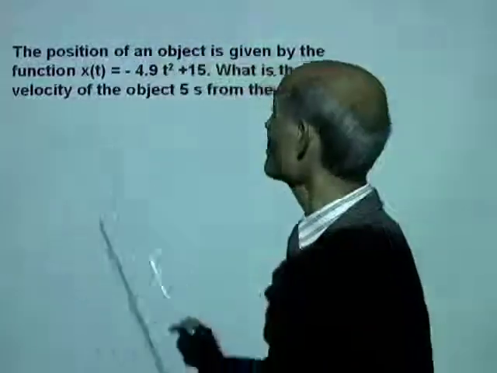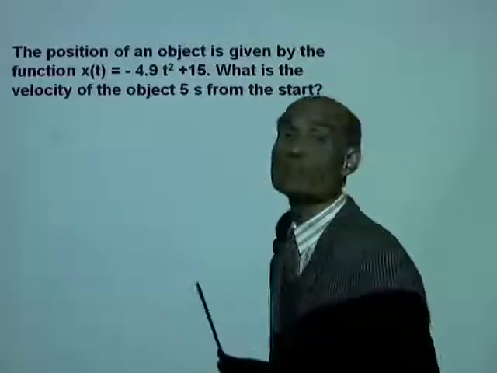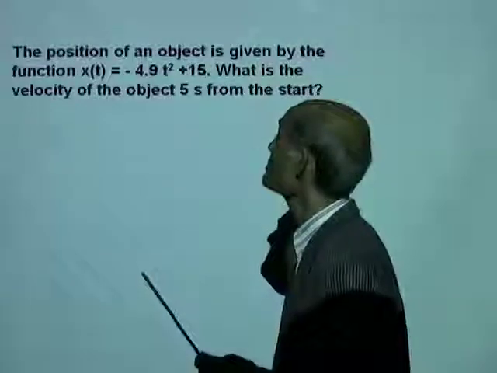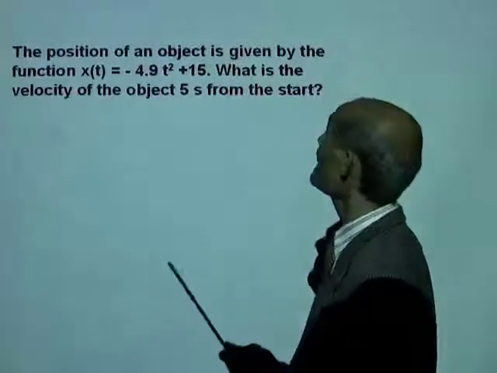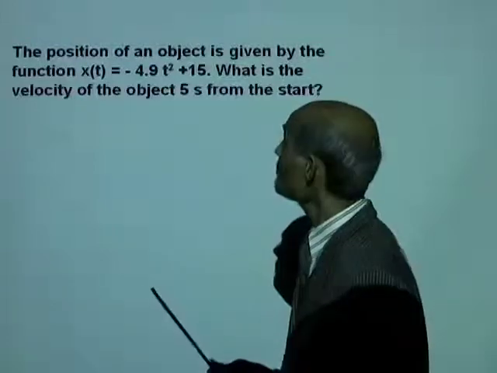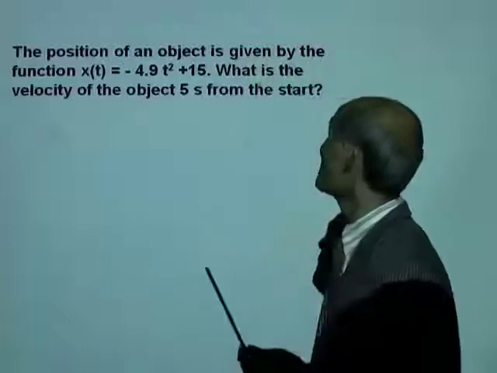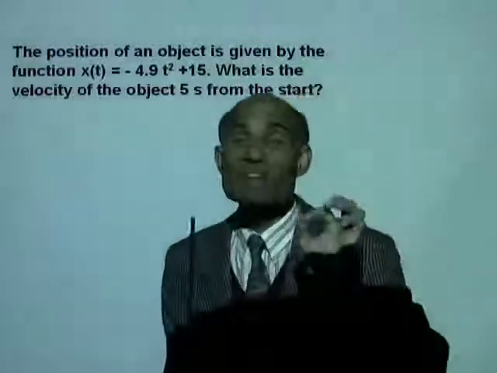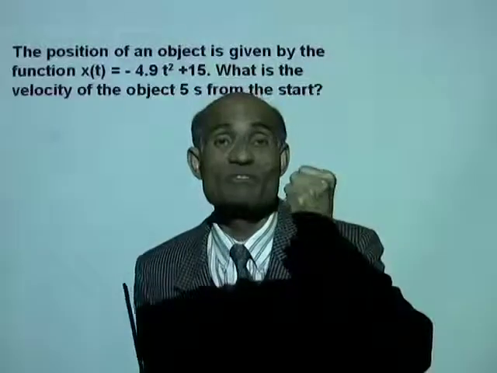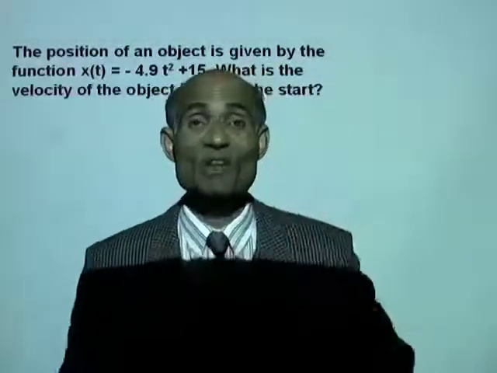Well, the problem goes like this. The position of an object is given by the function x of t equal to negative 4.9 t squared plus 15. What is the velocity of the object 5 seconds from the start? At the instant when the time is 5 seconds, what is the velocity? We are looking for instantaneous velocity.